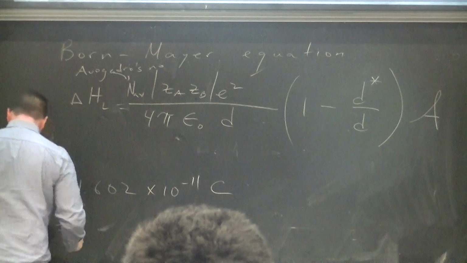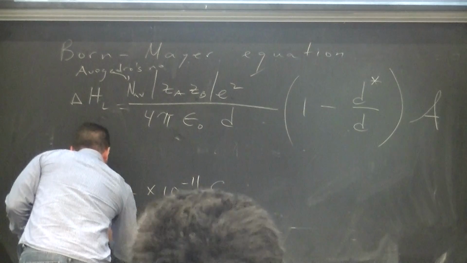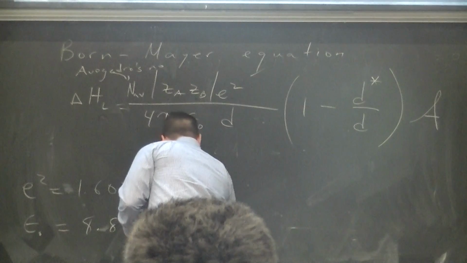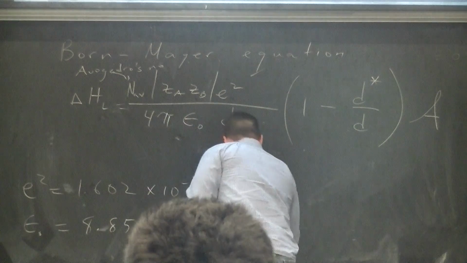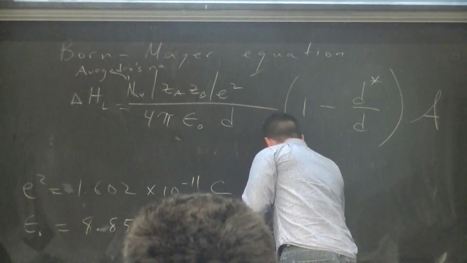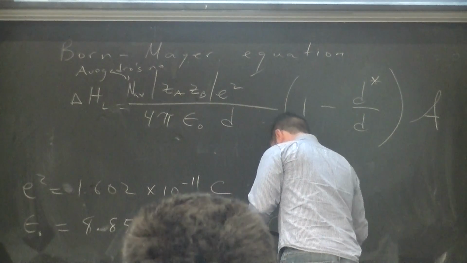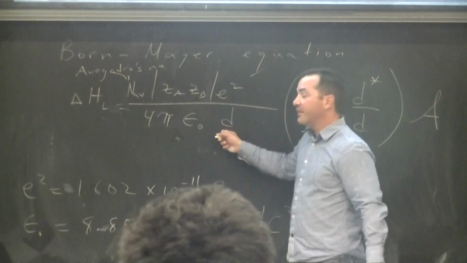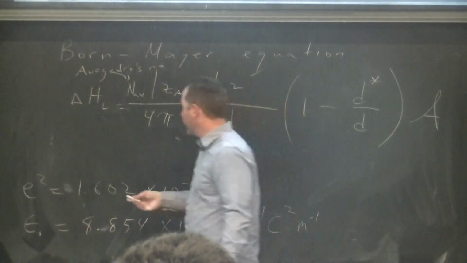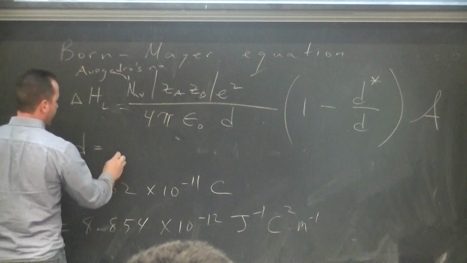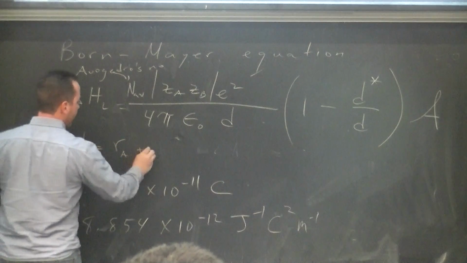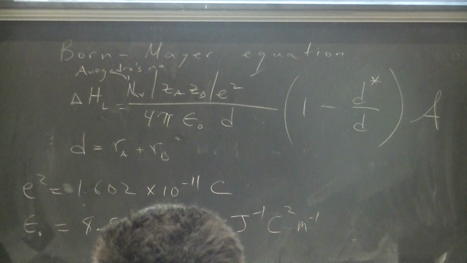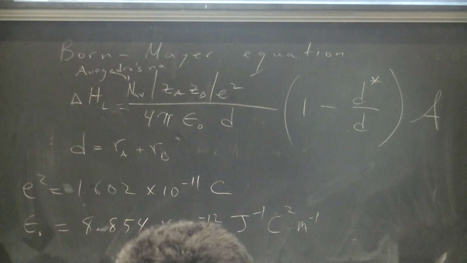Epsilon zero is the permittivity, which is 8.854 times 10 to the minus 12 inverse joules coulomb square meters to the minus. D is the distance between the cation and the anion, so you can say that D is equal to the ionic radius of A plus the ionic radius of B. And you can get that from tables very easily.